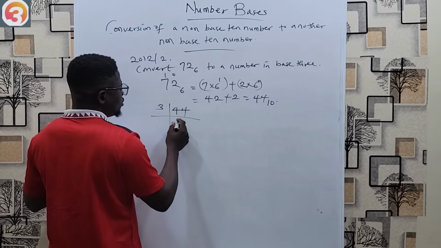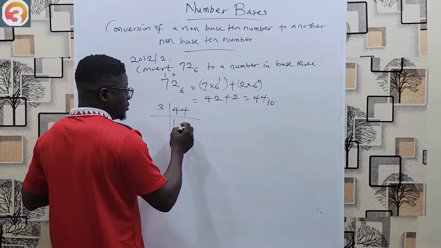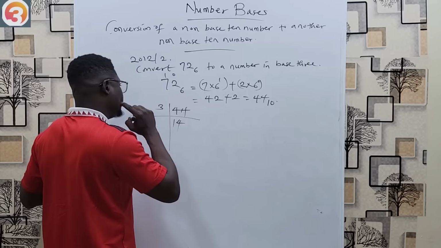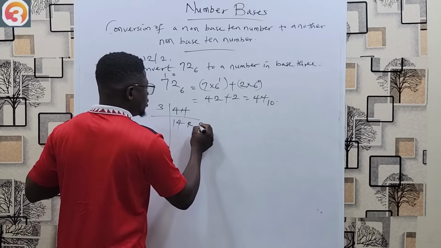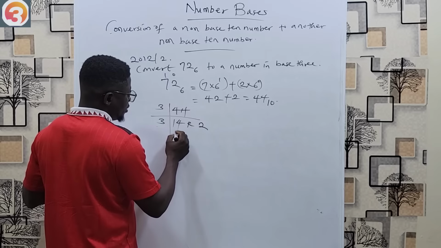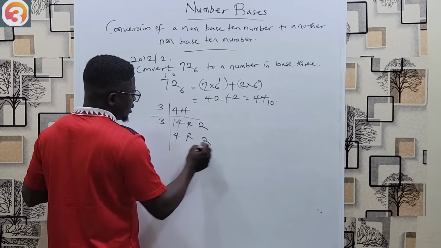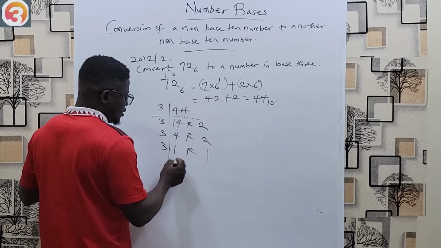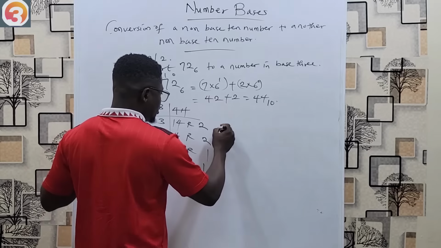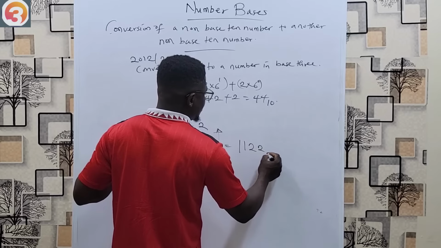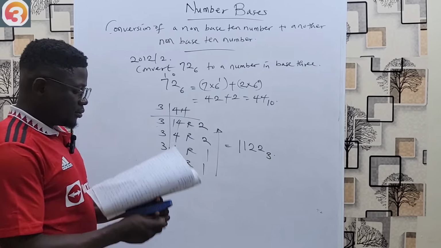3 into 44 is 14. Remainder 2. So 3 into 14. 3 times 4 is 12. 4. Remainder 2 again. So 3 into 4 is 1. Remainder 1. And then 3 into 1 is 0. Remainder 1. Take the result from bottom to top: 1, 1, 2, 2. Base 3. It's very easy.